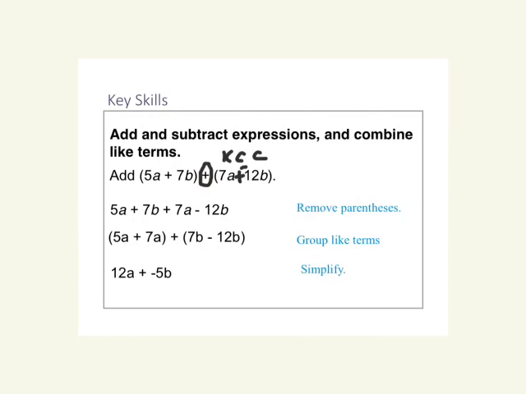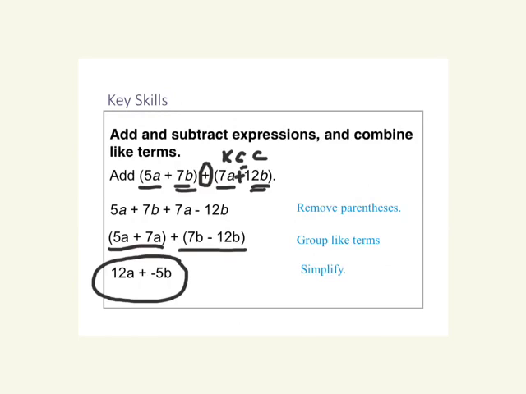So I can go ahead and take 5a and 7a, and as you can see down here, I can combine those. 5a and 7a make 12a. And then since everything's addition, I can rearrange this so that my b's are together. And a 7b and a negative 12b, when combined, give me a negative 5b. So to simplify that, it's 12a plus a negative 5b.